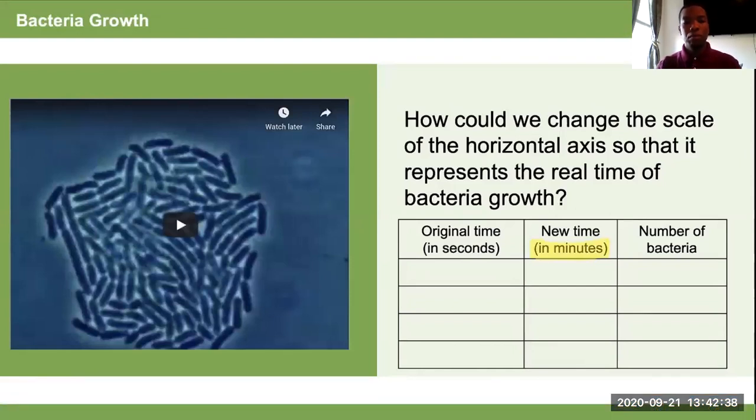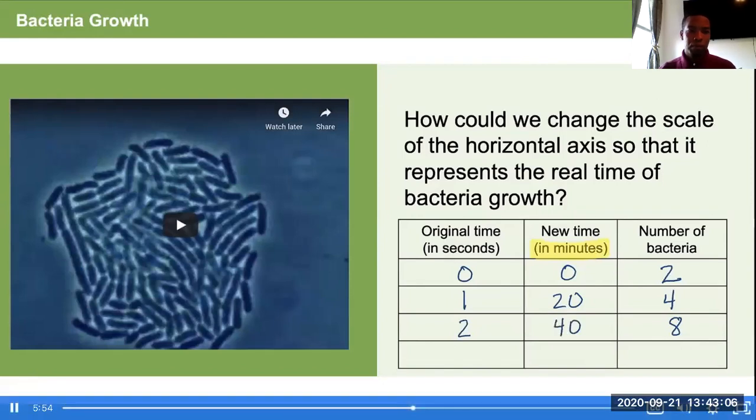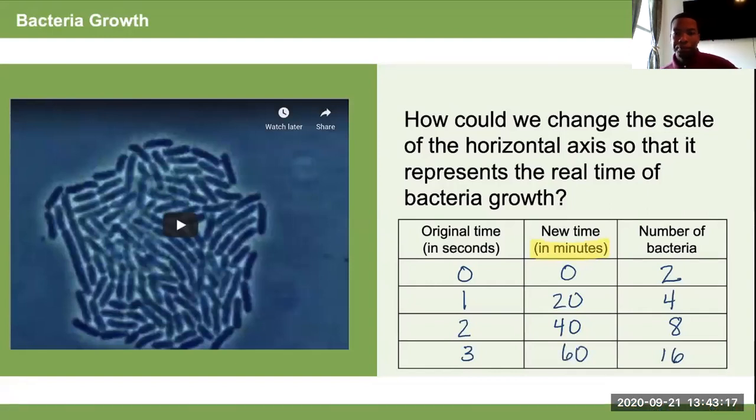We know from our previous table that at 0 seconds, there were 2 bacteria. In real time, this is 0 minutes. From our previous table, at 1 second, there were 4 bacteria. We know that in real time, this is 20 minutes. We also know that at 2 seconds, there were 8 bacteria. And in real time, this is 40 minutes. And we also saw that at 3 seconds, there were 16 bacteria. But we know that in real time, this is 60 minutes.